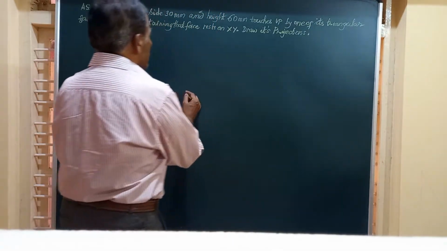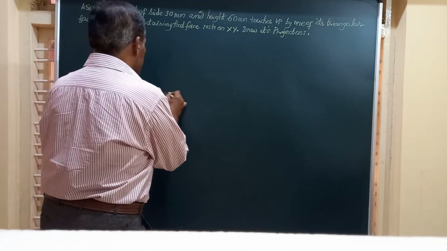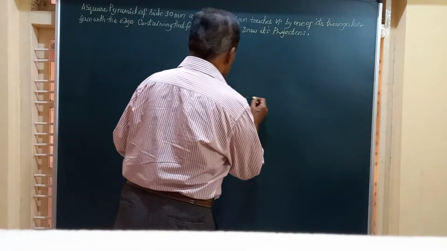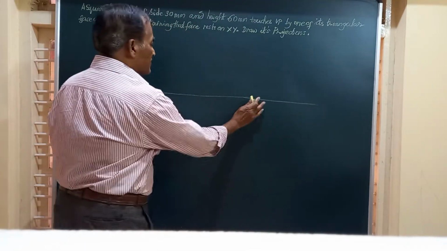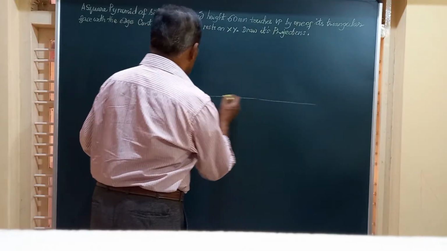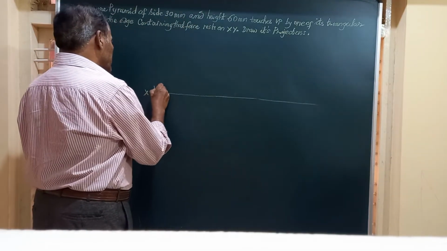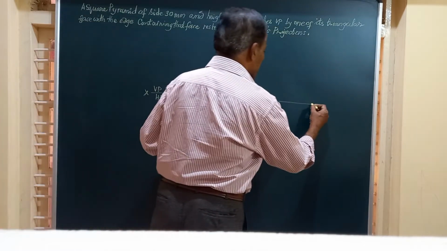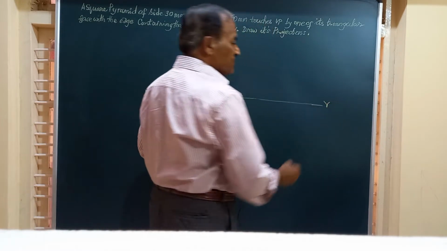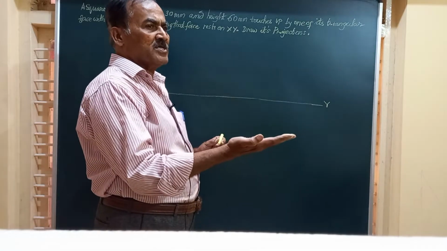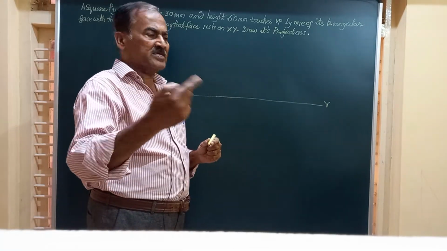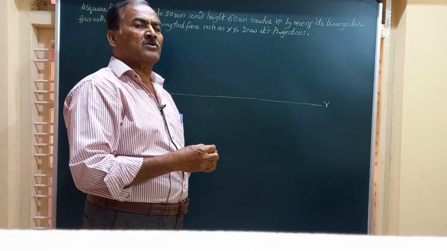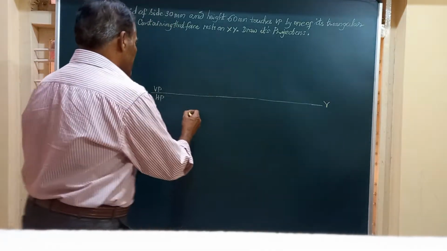So friends, let me mark the XY line, and after marking this XY line, let us mark VP by HP indicating first angle projection. Now friends, we will place the pyramid on HP with one of the base edges perpendicular to VP, obtain its top view and front view.